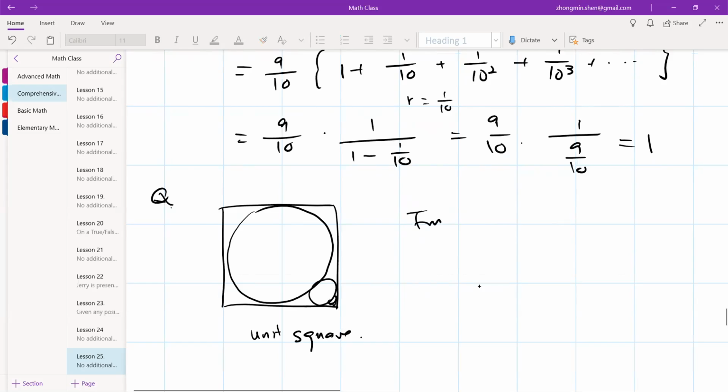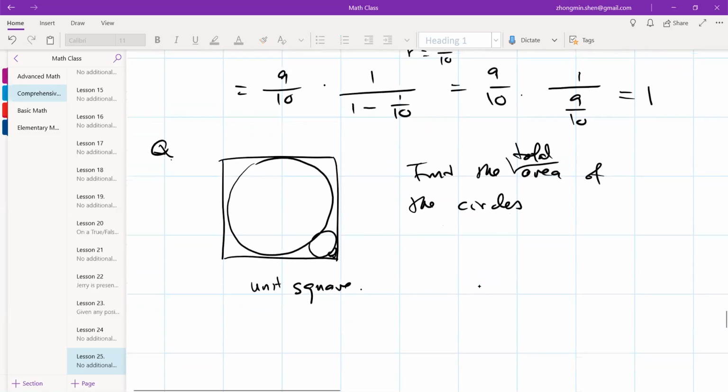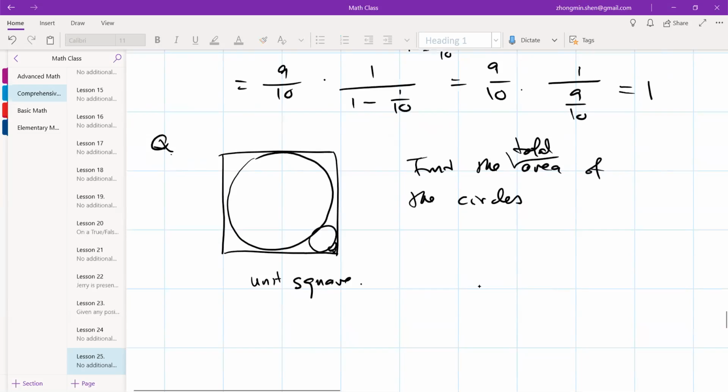Okay. Find the total area of the circles. There are infinitely many circles, but the total area is definitely smaller than 1 because it's contained in the square. Right? How do you get that? Well, you have to find the formula for the radius, how the radius decays very fast. So look at the picture here.